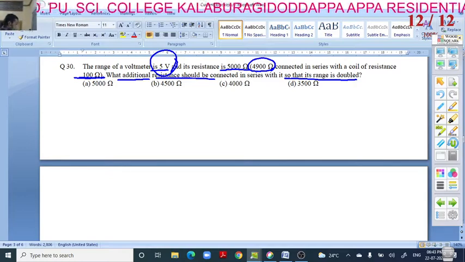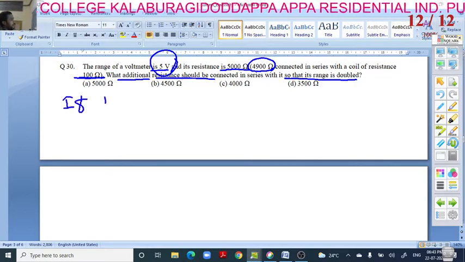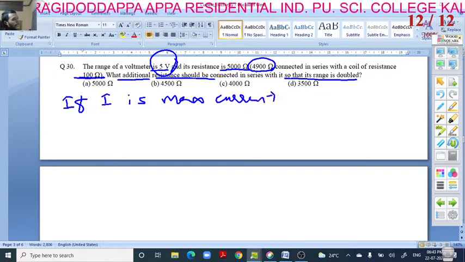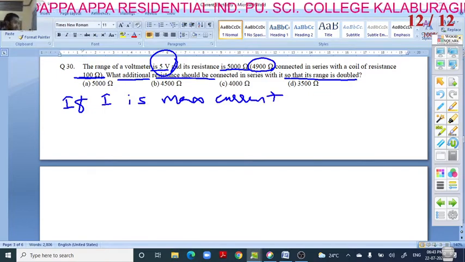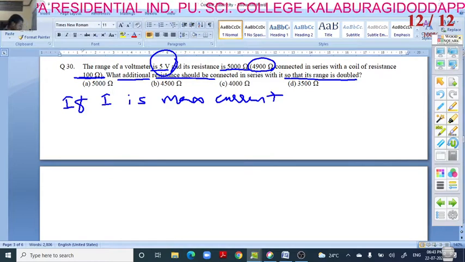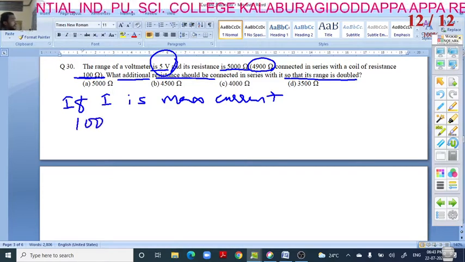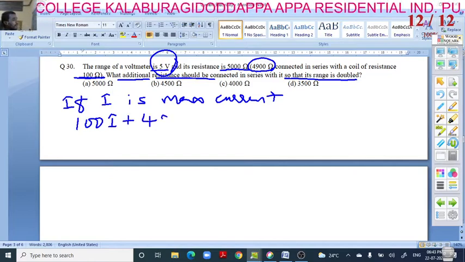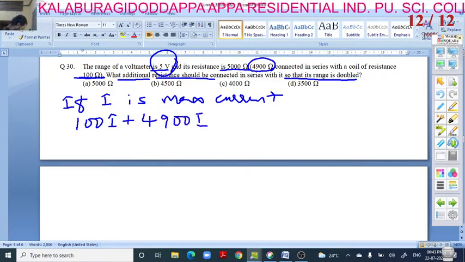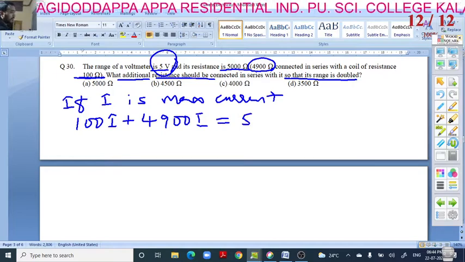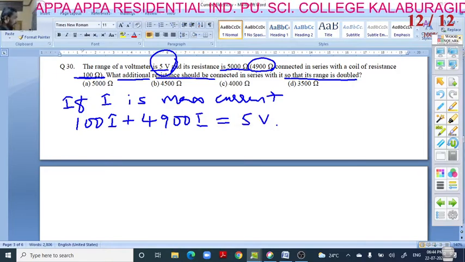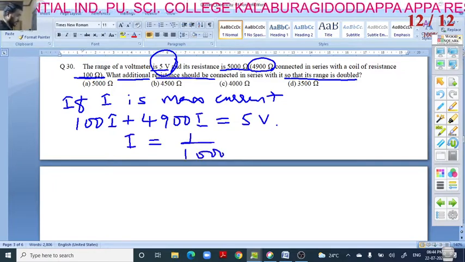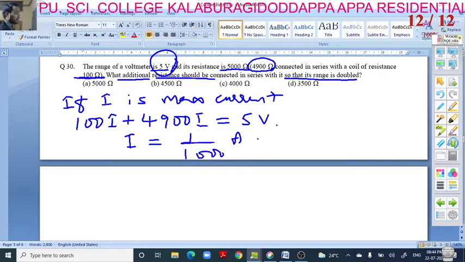Okay, see, if I is our maximum current, if I is the maximum current that can flow through the coil, let us assume. So that 100 I plus 4900 I is equal to 5 volt. So I is equal to how much we got here? 1 divided by 1000 ampere. This is our I value.